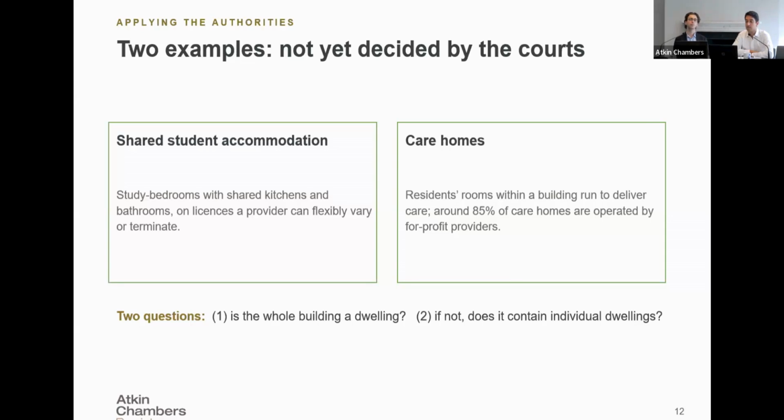And of course, on the other hand, care homes, where residents typically live there to receive services of care, they too are probably there on licenses, and it's probable that the care home operator has the right to enter the room or move the residents in theory. And both of these types of buildings are usually operated by commercial parties and usually for commercial purposes.